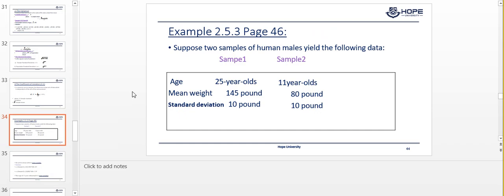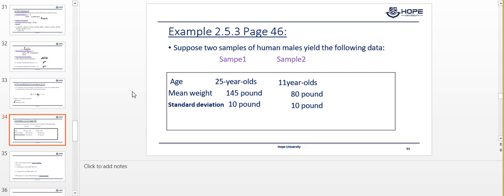We should use this example. Suppose we have two samples of human males yielding the following data: sample 1, 25-year-old, mean weight is 145 pounds, standard deviation is 10 pounds. Sample 2, we have 11-year-old, 80 pounds mean weight, and standard deviation of 10. As you see, sample 1 is a greater number than sample 2.